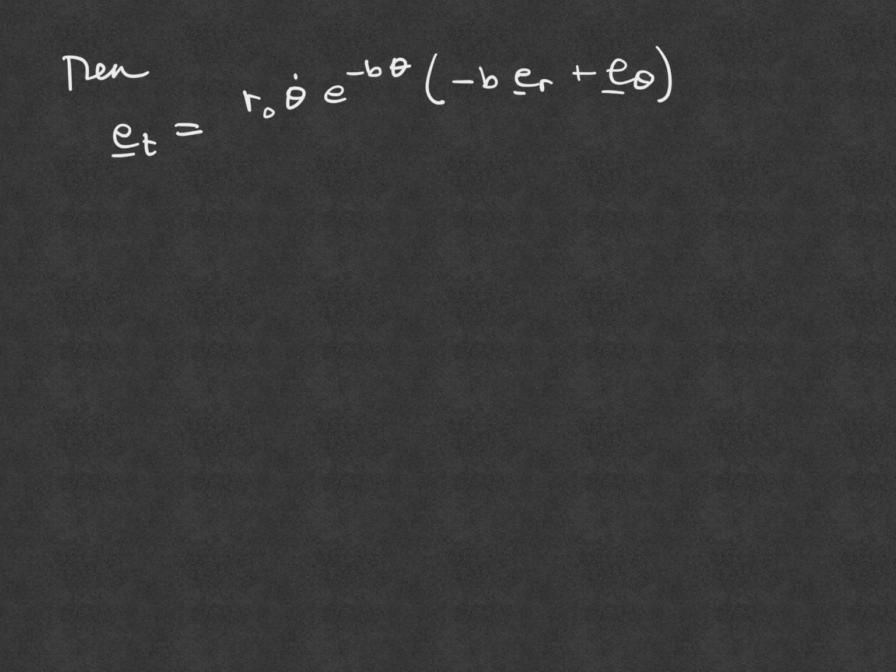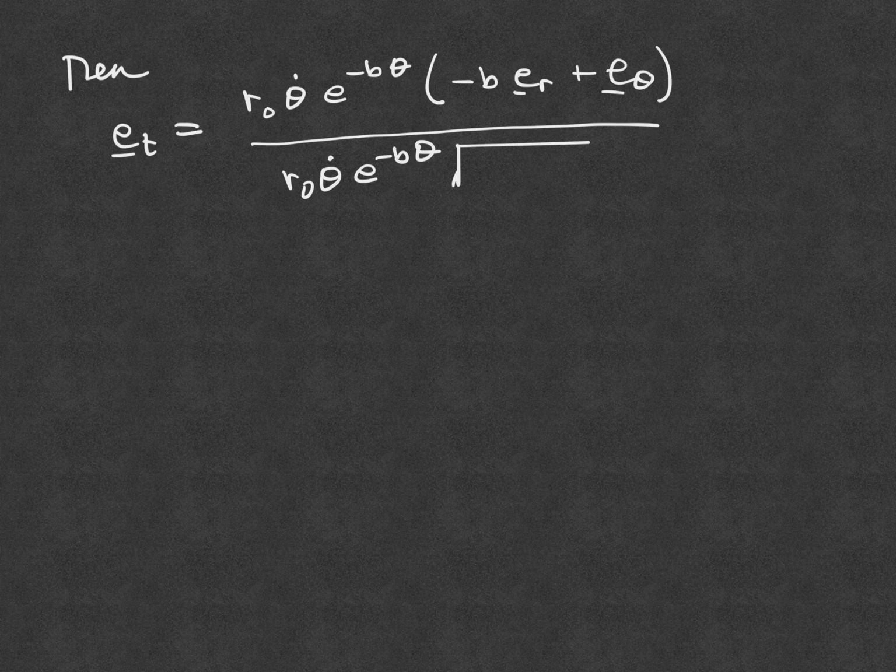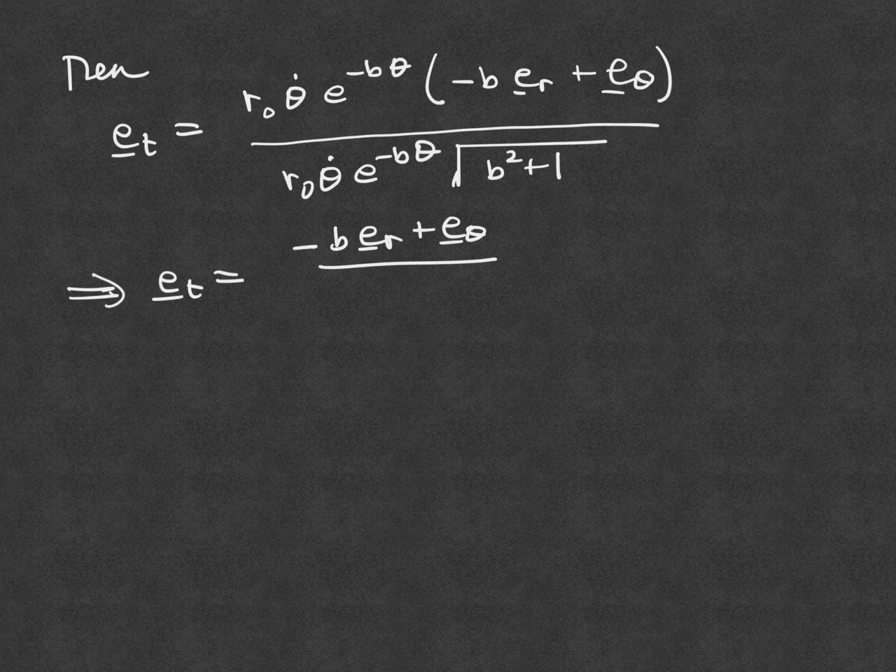So then the tangent vector is equal to r0 theta dot e to the minus b theta times minus b e_r plus e_theta, all divided by r0 theta dot e to the minus b theta times the square root of b squared plus 1. You can see that the r0 theta dot e to the minus b theta just cancels out, and we're left with minus b e_r plus e_theta, all divided by the square root of b squared plus 1.